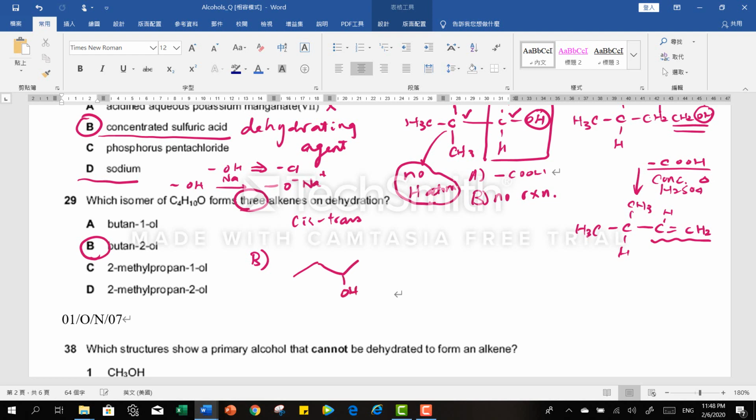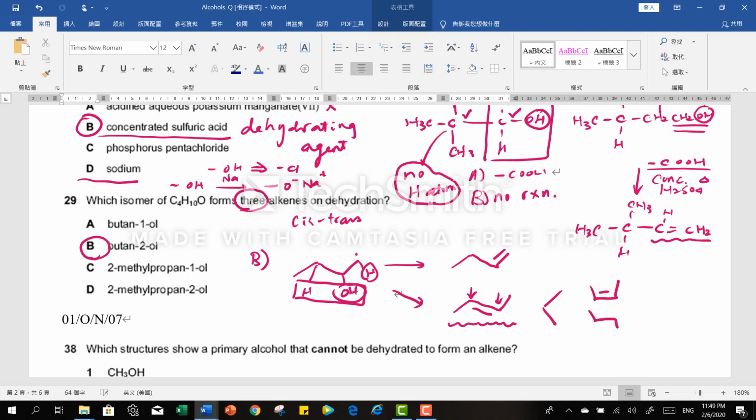Now, propan-2-ol, right? When it undergoes dehydration, it will form either this one, because you can capture the H and OH here, or it will form this one, because you can also capture the H and OH from here, right? And this one, remember, because each carbon atom is bonded to 2 different atoms or groups of atoms, it can further exhibit cis and trans. So 1, 2, 3, then this is the answer.